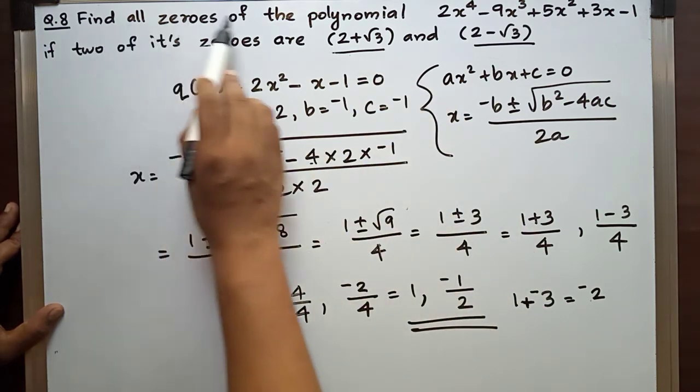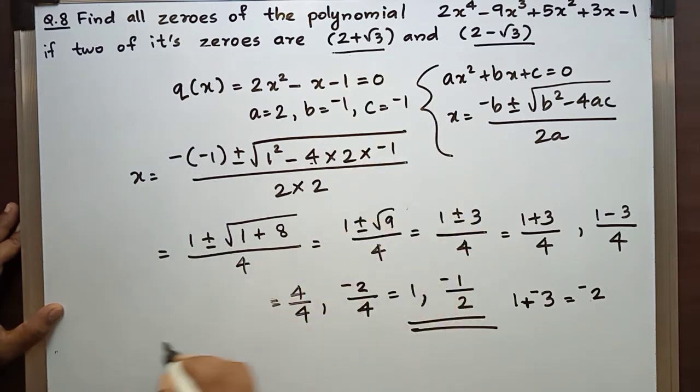So if we have to write all the zeros, which are the zeros? 2 plus root 3, 2 minus root 3.